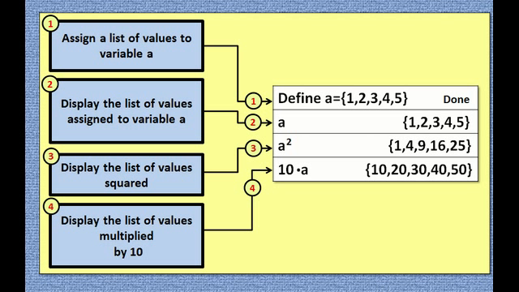Let's try out an example of using a simple batch command. Step 1. Assign a list of values to the variable a. In this case, the variable a will be assigned the values 1, 2, 3, 4, and 5. Step 2. Type a on the command line to display the list of values assigned to the variable a. Step 3. Type a to the second power on the command line to display the square of each of the values assigned to the variable a. Step 4. Type 10 times a on the command line to display the values assigned to a multiplied by 10.